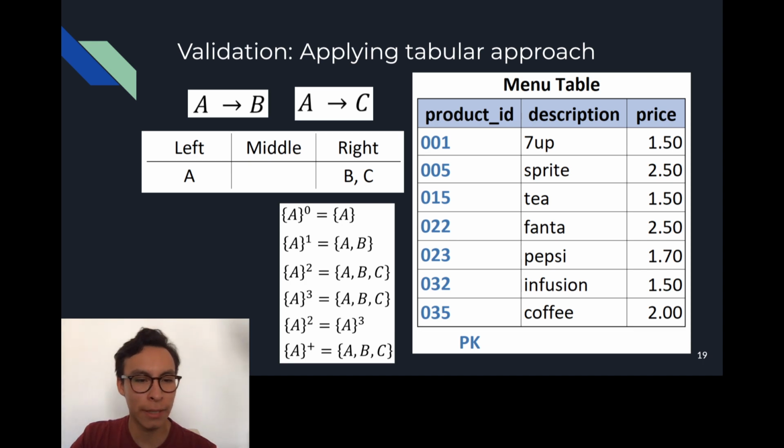A of 1 is A and B. So using A, we can get to the column A and to column B. Moving on, A of 2 is going to be A, B, and C. A of 3 is going to be A, B, and C, and it starts to repeat. That means we have found the closure. The closure in this case means that A leads to A, B, and C. This means we have successfully found the key of our table.